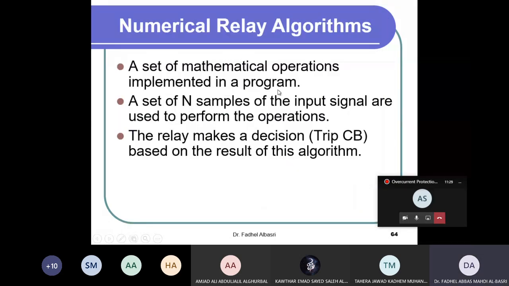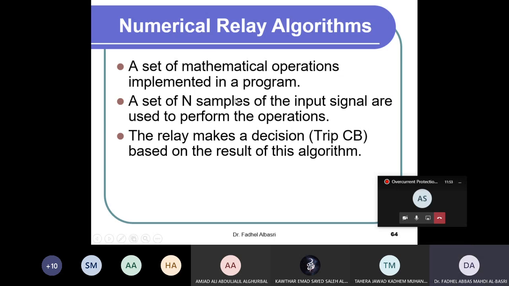Numerical relays, as I mentioned before, have the microprocessor as the heart of them, but inside the microprocessor we need to program it, and these programs we call algorithms. So what is an algorithm? It is a system of mathematical operations implemented in a program to do a function.